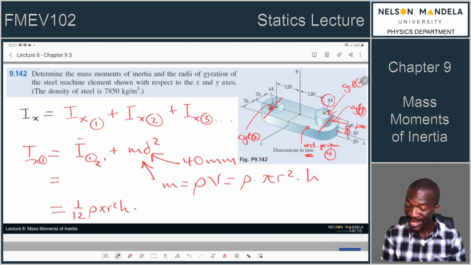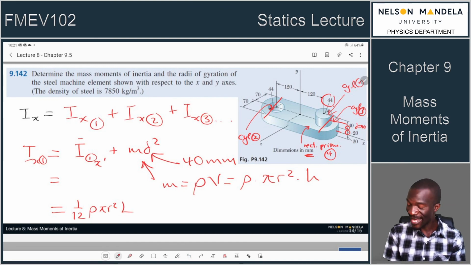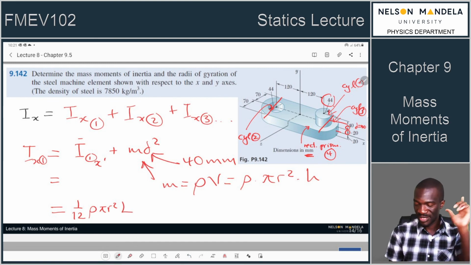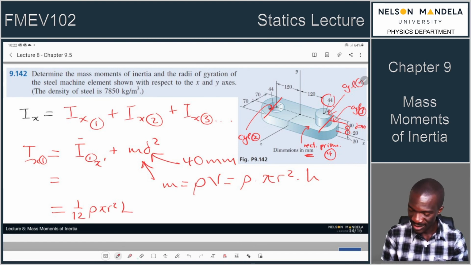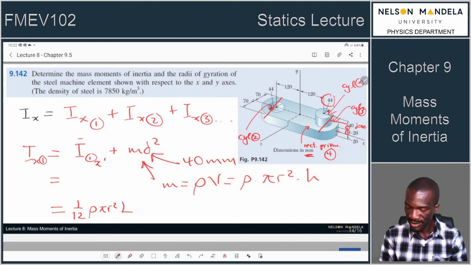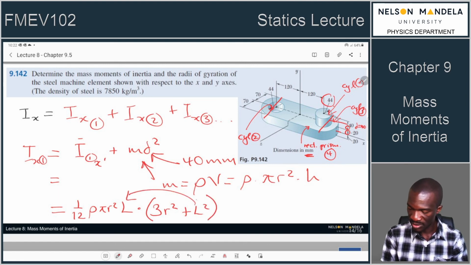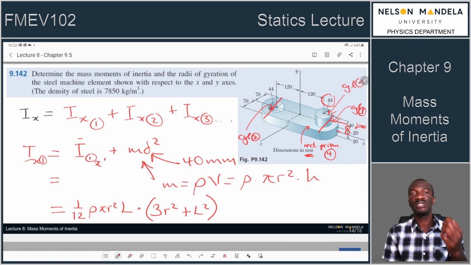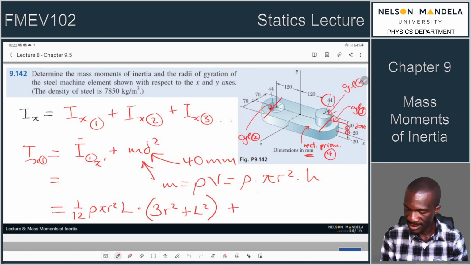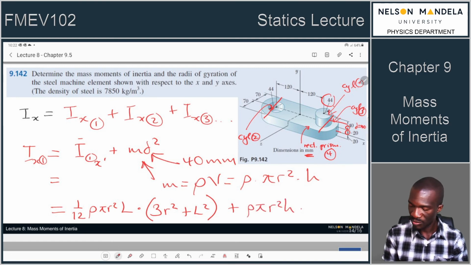H is actually L according to the geometry that is in there. And then this would be your radius, so we're actually happy with that. Then we are multiplying this by 3a squared. Our a we said is a radius, so it's radius squared plus an L squared, which is simply the length. I was just putting this to represent that this height, according to the table, is actually given as L, plus the mass m d squared, so that's our rho pi r squared h.